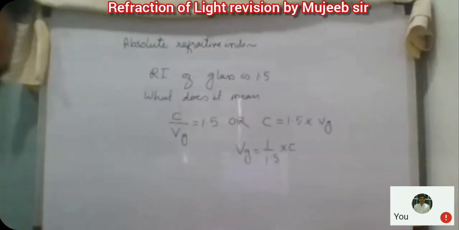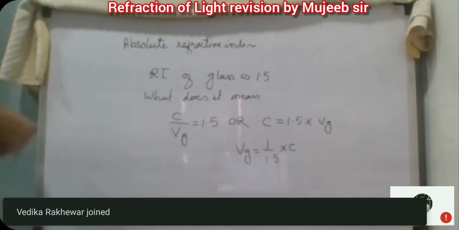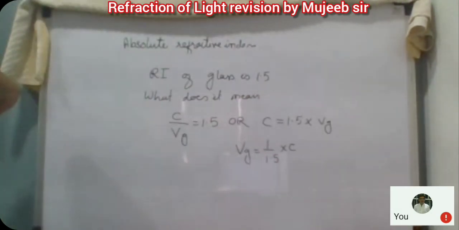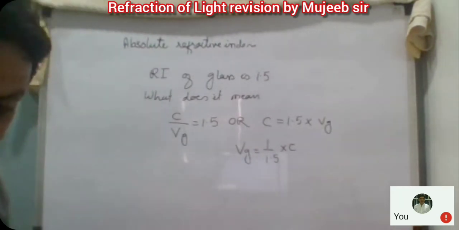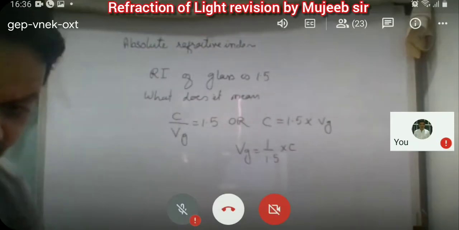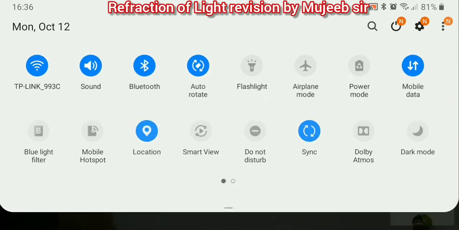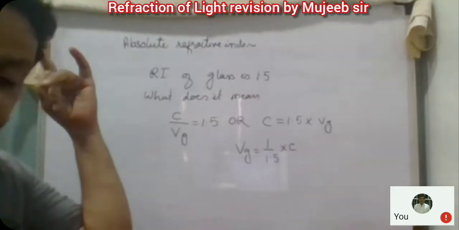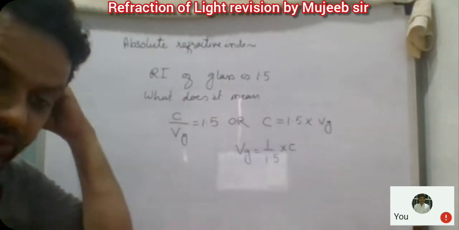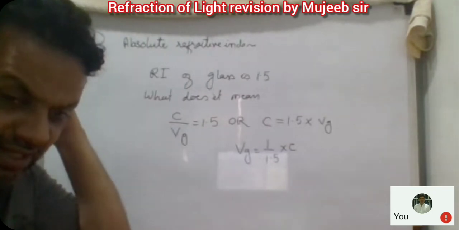You can write any one of these three answers, but prefer to write the first or second one. The refractive index of glass is 1.5. It means that the speed of light in vacuum is 1.5 times the speed of light in glass. Or, the refractive index of glass is 1.5, which means that the ratio of the speed of light in vacuum to the speed of light in glass is 1.5.